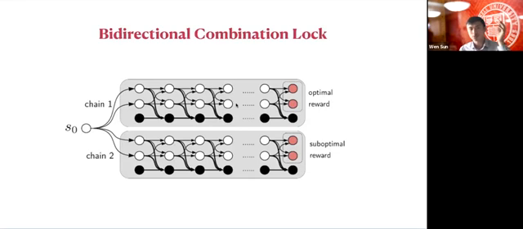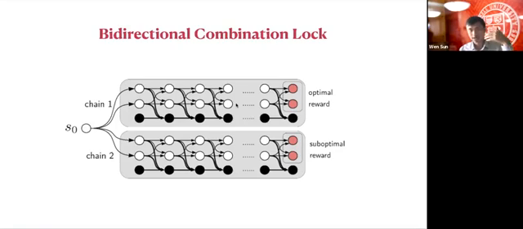Okay, so let's look into this one particular example. I'm going to show you some concrete numbers about popular policy gradient methods. In this example, we always start from the initial state 0. And we're going to have two chains, chain 1 and chain 2. They share a similar structure.